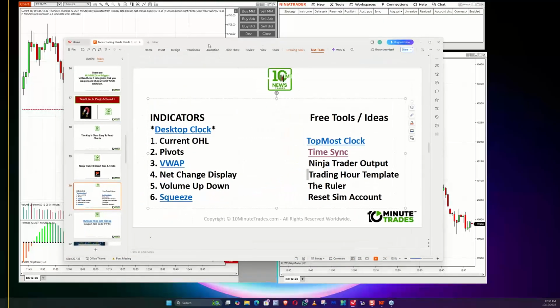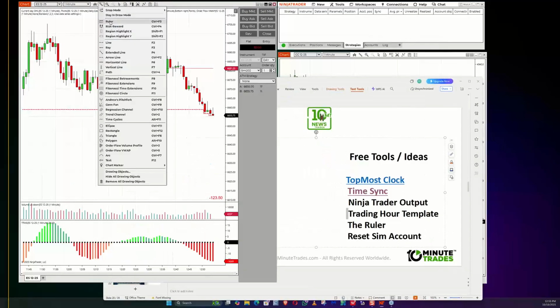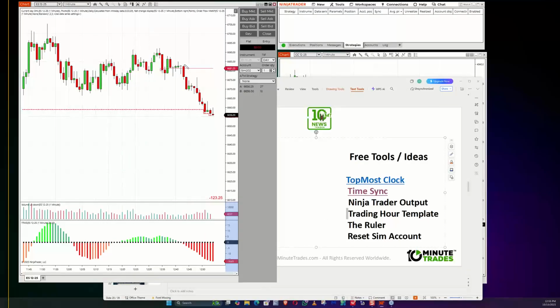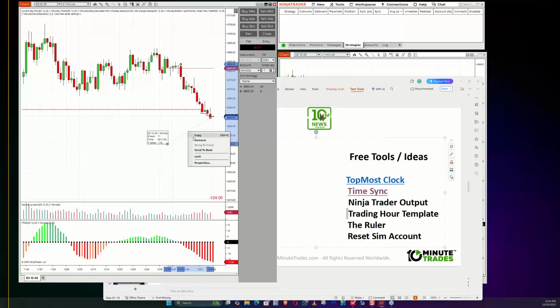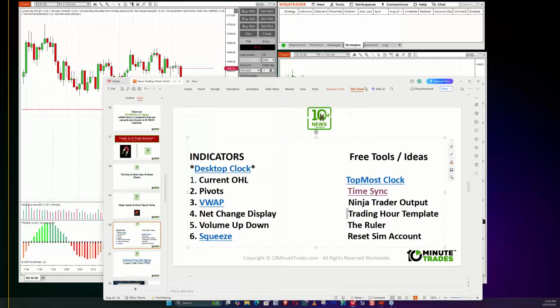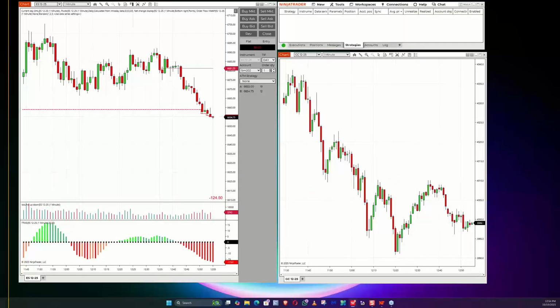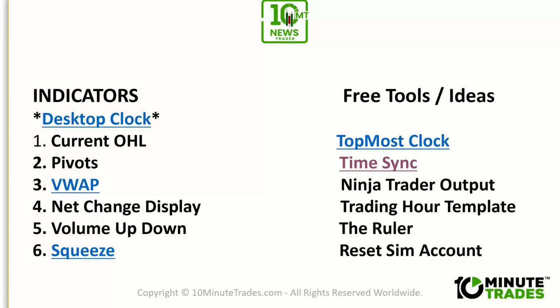I showed you the ruler. Click the pencil, click the ruler, and then the ruler allows you to look at a move and see how much that move was, so you can help design your own trades. Very important. And then I showed you also how to reset your sim account. Everything on this sheet, I showed you how to do everything. So folks, you now know how to set up your charts for news trading. It's extremely simple.